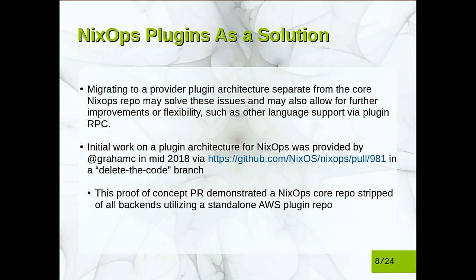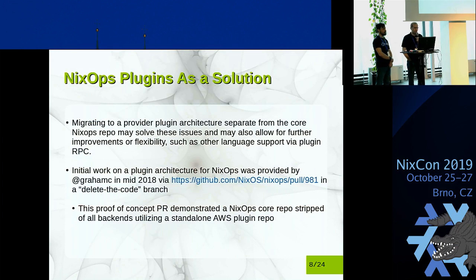So given that we saw the commits going down and the feeling was that there was some blockage in being able to make commits to NixOps, a migration to plugin architecture was considered, and it was considered that it may solve these issues. Of course, it might add some additional complexities that would need to be addressed, but it also had potential to open up functionality further in NixOps, such as adding other language support via plugin RPC.